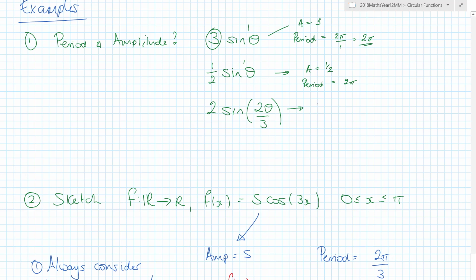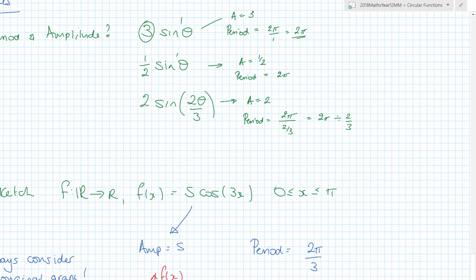This one here, slightly more tricky. Amplitude is equal to 2. Period in this situation, sine curve, standard, 2 pi, divided by 2/3. Now, I'm going to write this out longhand because lots of people don't know how to do this division stuff. So when I go back to junior school, I know that we keep, we change, and we flip. 2's cancel there.